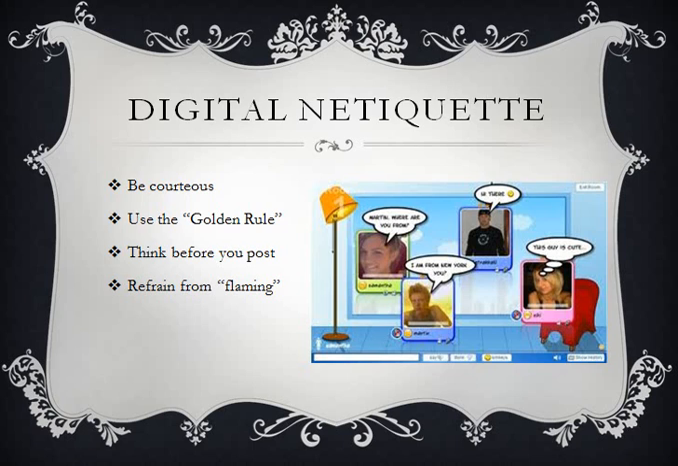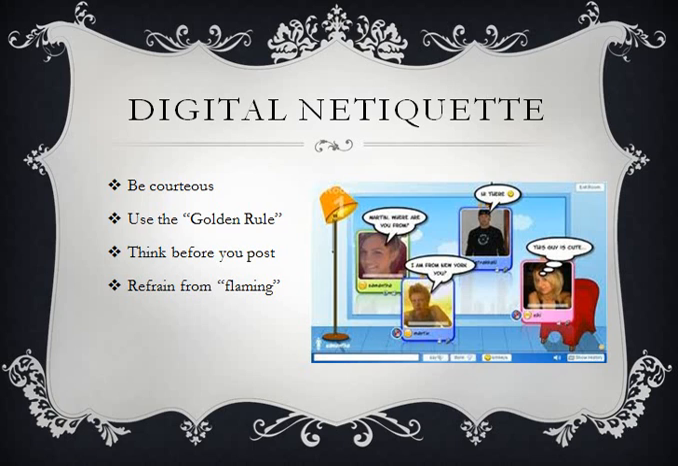Third, we have digital netiquette. Now, what exactly is digital netiquette? Sounds like etiquette, right? Well, digital netiquette is just exactly that. It's netiquette for the digital world. So, you want to be courteous, obviously, be nice to those that you interact with. Use the golden rule. Now, for those of you who aren't familiar with the golden rule, it is do unto others as you would have them do unto you. So that means treat people the way you want to be treated.